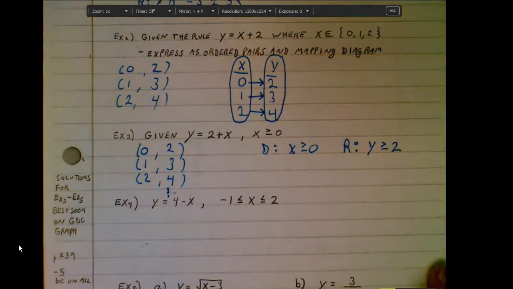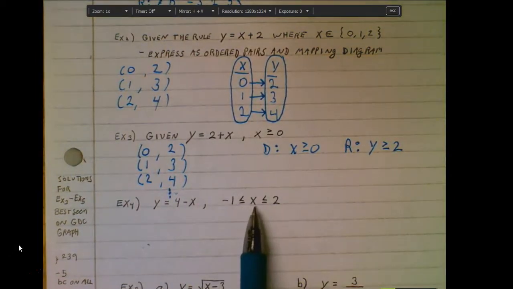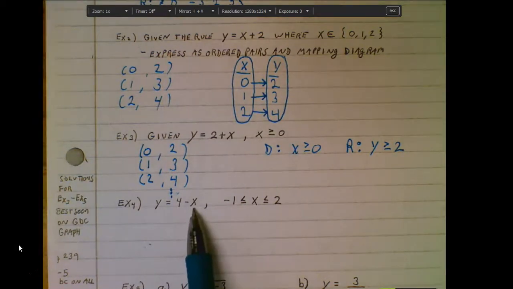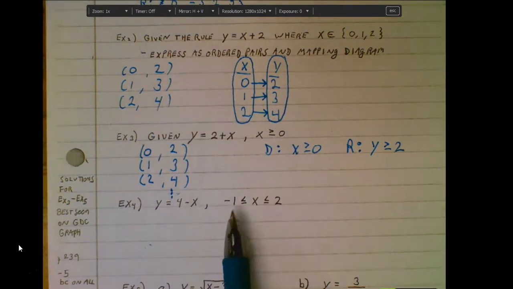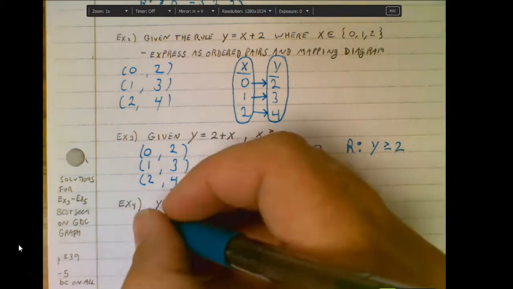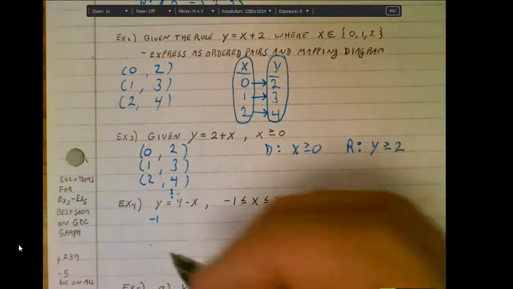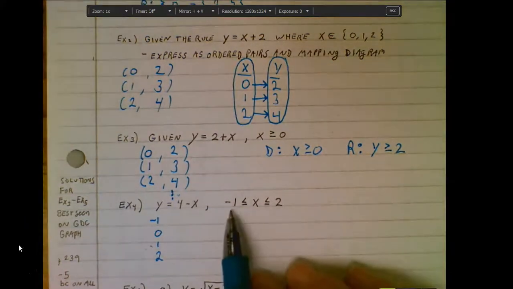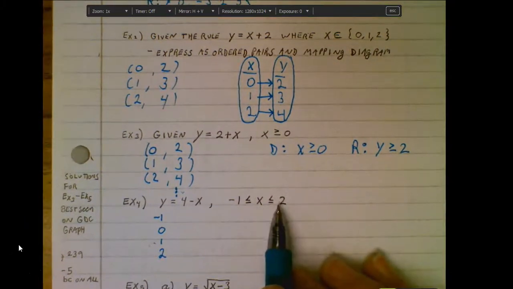So moving on to example 4. Again, this one right here says x values that are between -1 and 2, and they're giving us another function. So let's just start with -1 here and see what that gives us, and we'll plug in a few numbers into this. So 0, 1, and 2. So those are all the numbers from -1 to 2, including -1 and 2.